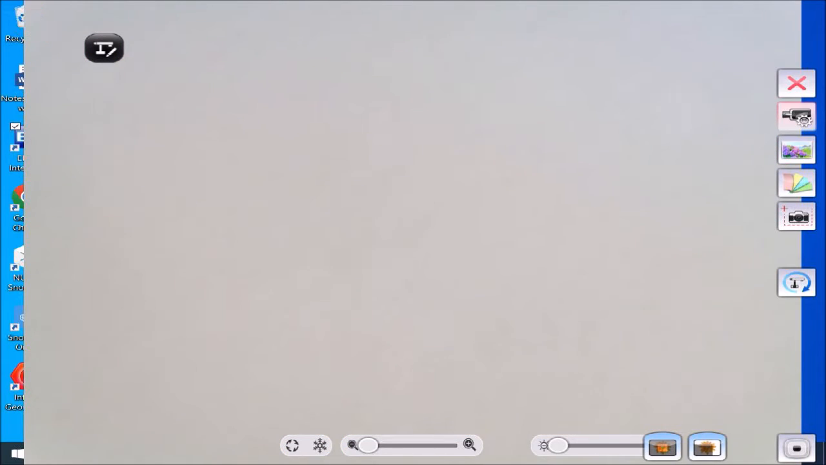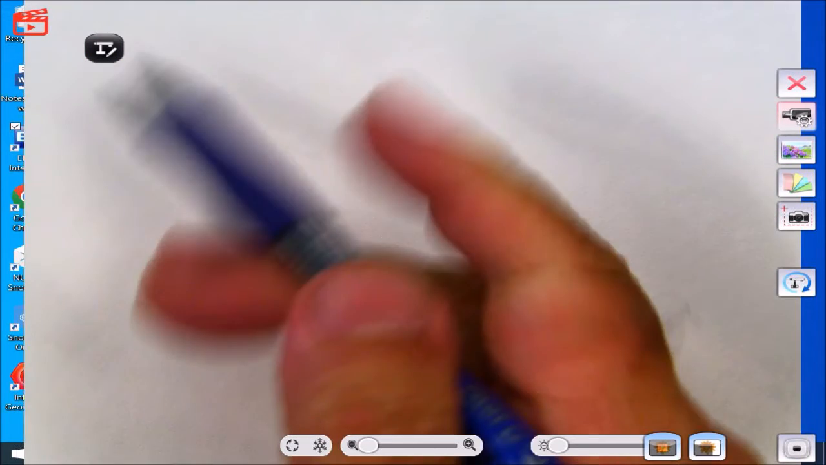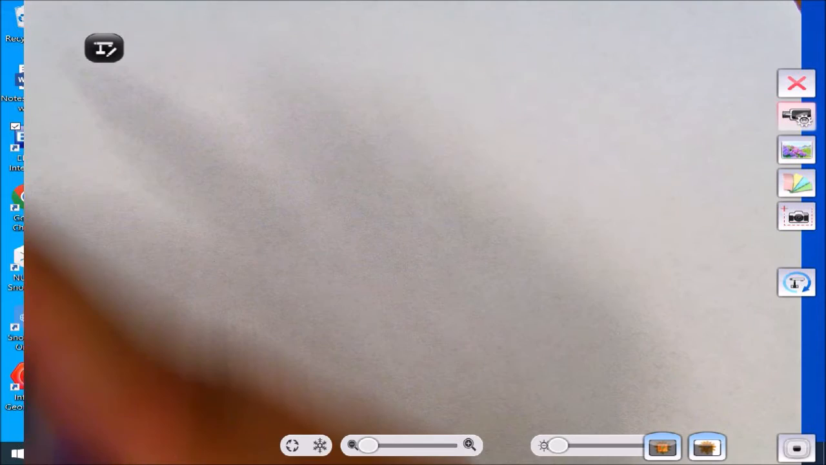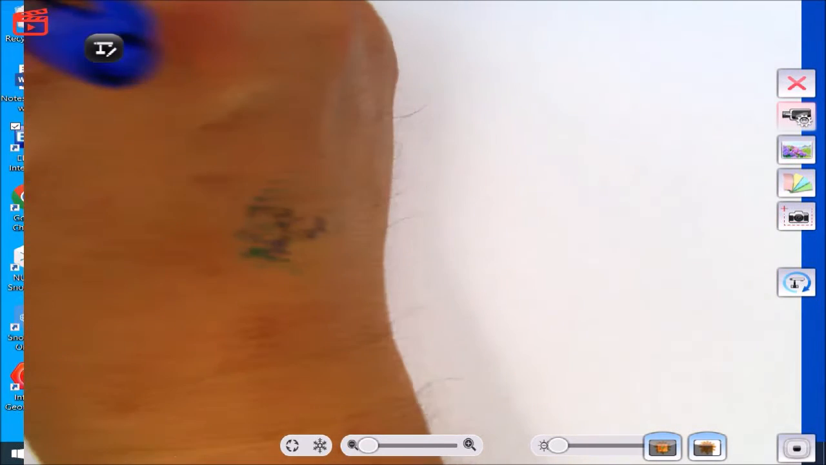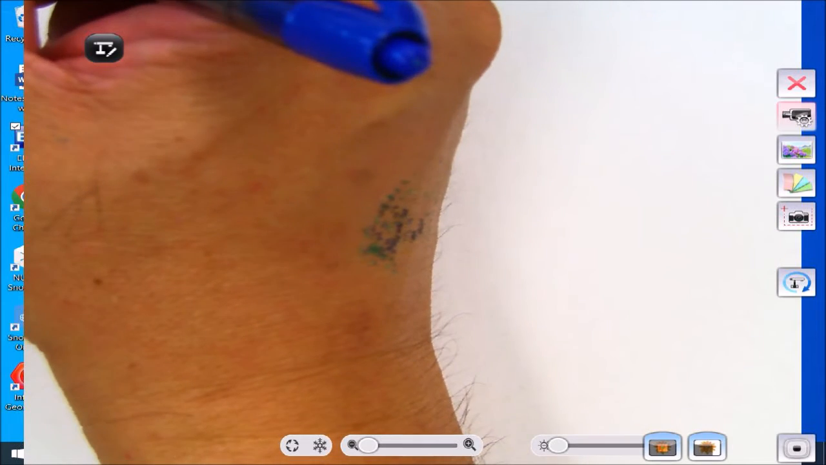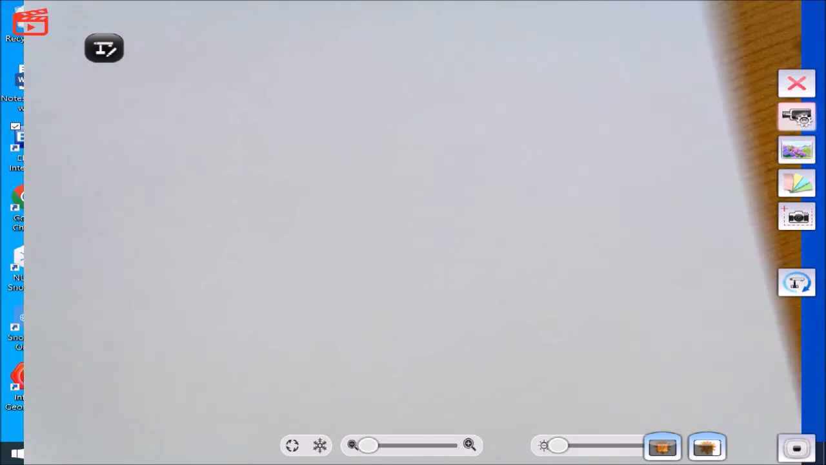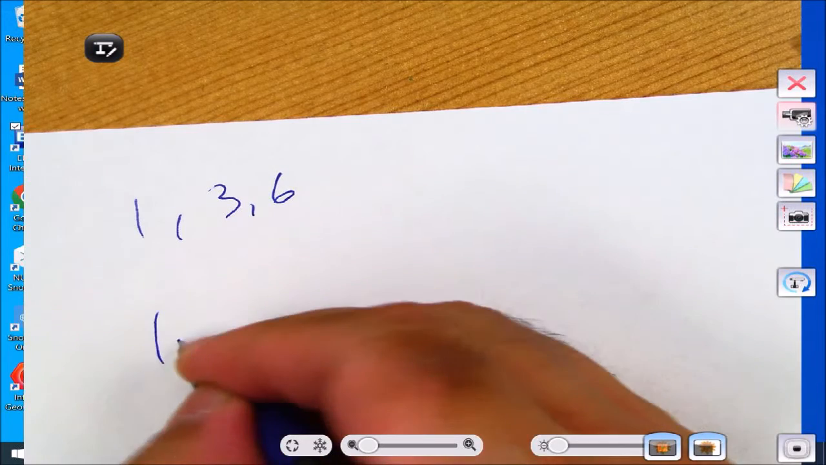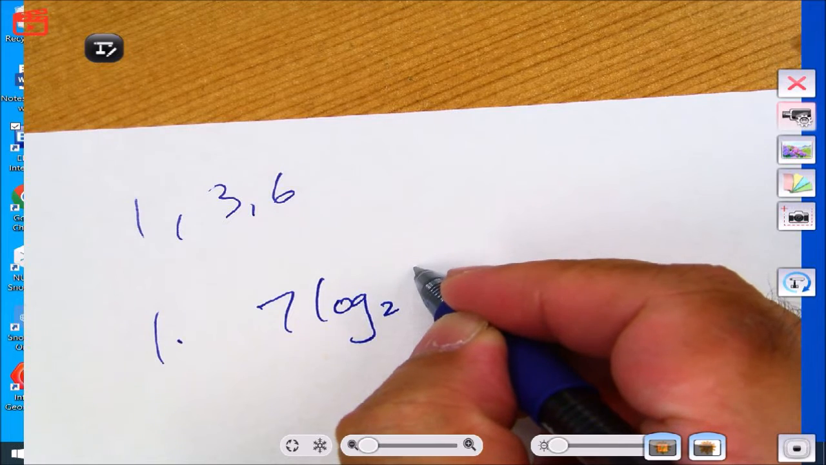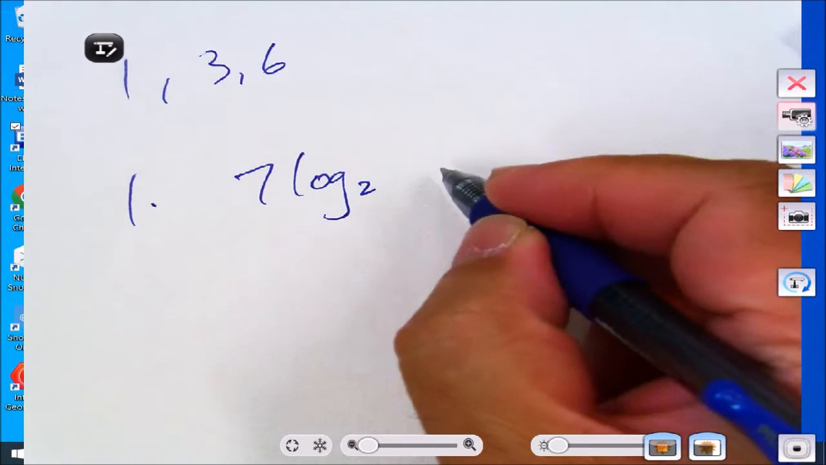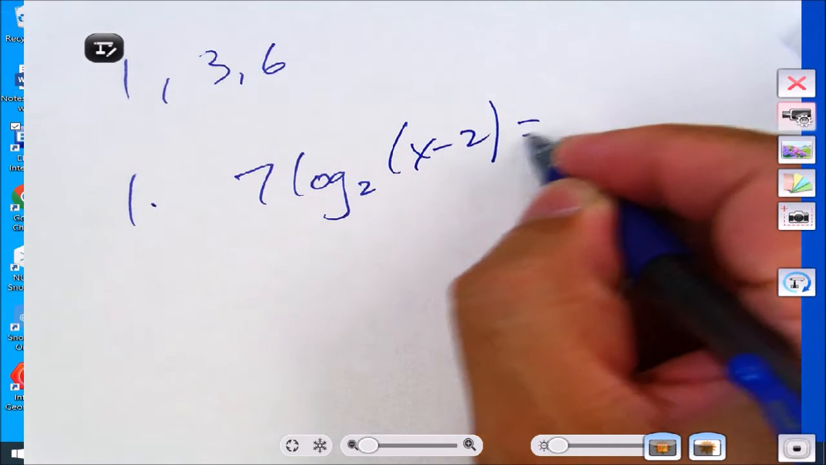Can we do 1, 3, and 6? All right, I got a request for 1, 3, and 6. Bad news, I don't know what they are. Tell me what number 1 is. 7 log base 2 of x minus 2 equals negative 14.